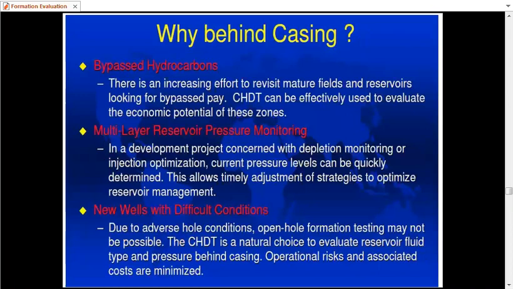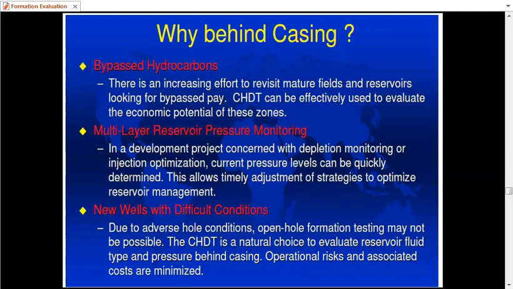But the question is, why behind the casing do we need the CHDT or cased hole dynamic tester? We need the CHDT behind casing for bypassed hydrocarbon. This is an increasing effort to revisit mature fields and reservoirs looking for bypassed pay zones, and the cased hole dynamic tester can be effectively used to evaluate the economic potential of these zones.